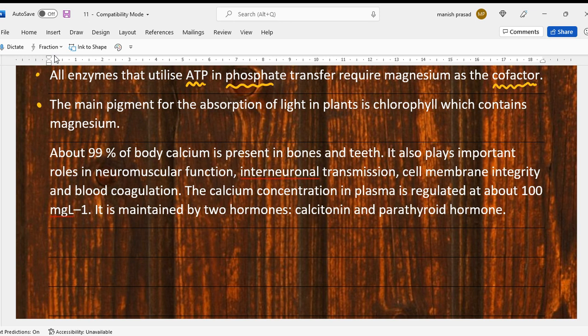The main pigment for the absorption of light in plants is chlorophyll, which contains magnesium. I really want you all to look at the video of photosynthesis in relation to quantum theory. When I taught you that quantum thing, I was not able to show you the video. I forgot to show it in the first term, but I would want you all to go through that. You'll be surprised. It is such a wonderful video.